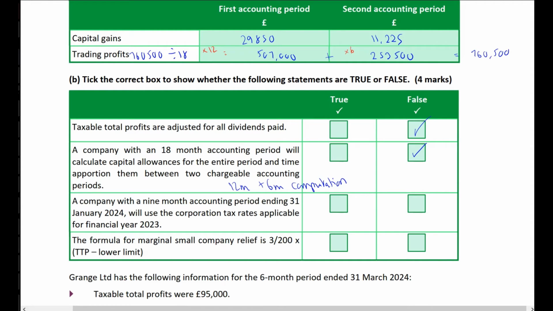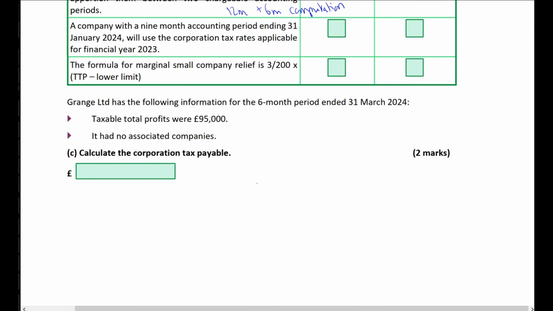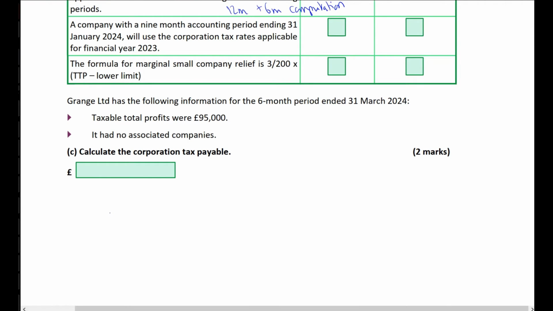A company with a 9-month accounting period that ends in January 2024 will use the corporation tax rates applicable for the financial year 2023. Well, the financial year for companies is a slightly different idea to the fiscal year for individuals. A financial year runs from the 1st of April. The pen went a bit skew. There we are. 1st of April runs from 1st of April to 31st of March.